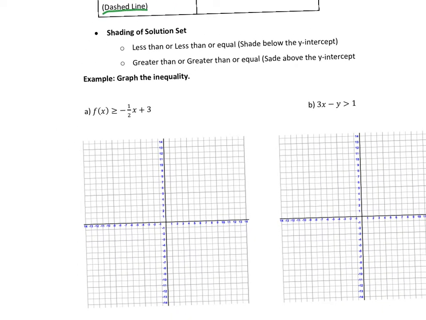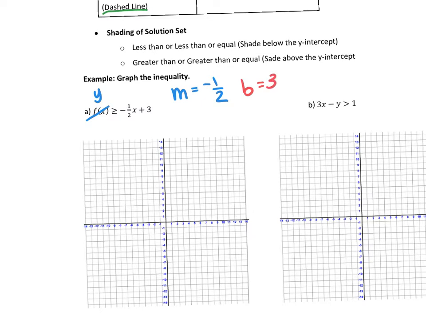Let's graph this inequality. The first thing we need to do is make sure we get it into y equals form. Notice that this equation is written as f of x. f of x is a fancier way, or what we call function notation, of writing the letter y. So this is just y is greater than or equal to negative 1/2 x plus 3. We are already in slope-intercept form, where your m is equal to negative 1/2 and your b is equal to a positive 3.